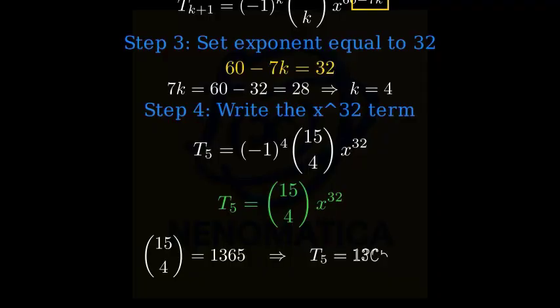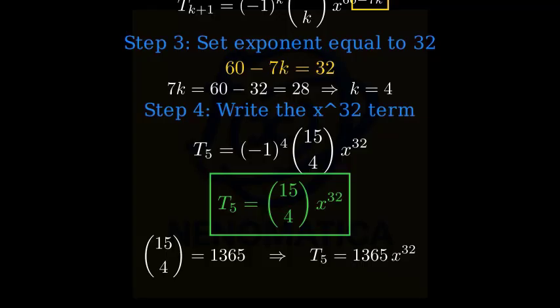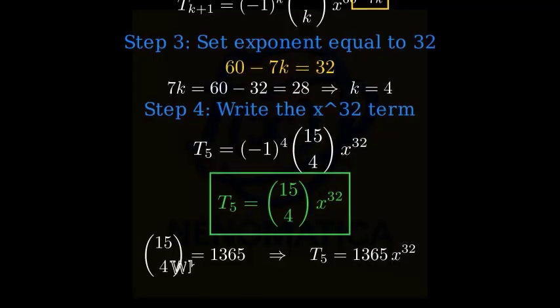And 15 choose 4 equals 1365. So the term with x to the 32 is t sub 5 equals 15 choose 4 times x to the 32, which is also 1365x to the 32.